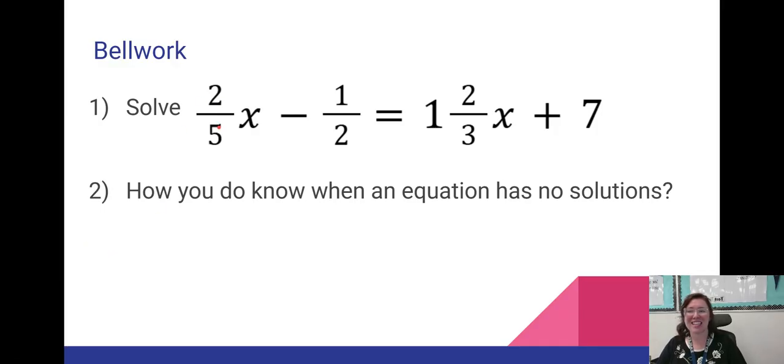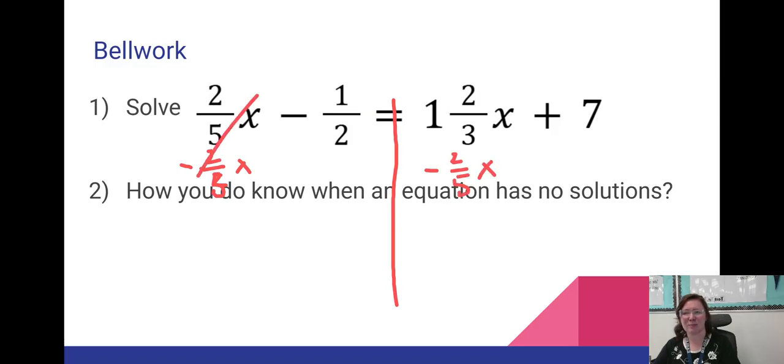2 over 5 is smaller than 1 and 2/3, so I'm going to choose to get rid of the 2 over 5. The opposite of a positive 2 over 5 is a negative 2 over 5. It's supposed to be a 5 right there. x on both sides of the equal sign. I'm kind of going to draw right on top of the other question. Minus 2 over 5x. On this side, 2 over 5x has disappeared.